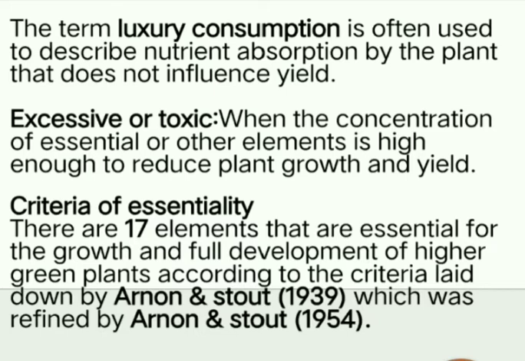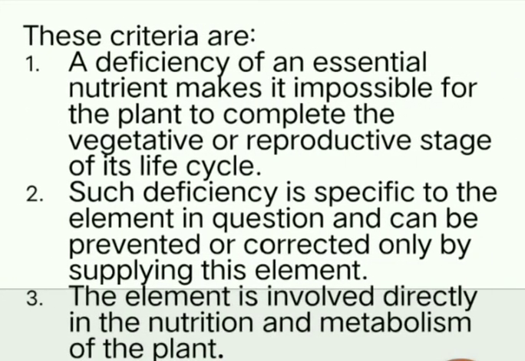Now, what are the criteria of essentiality? We all know that there are 17 essential nutrients till now, and why do we call them essential? So in 1954, Arnon and Stout gave three criteria for essentiality of nutrients. First one is a deficiency of an essential nutrient makes it impossible for the plant to complete the vegetative or reproductive stage of its life cycle.